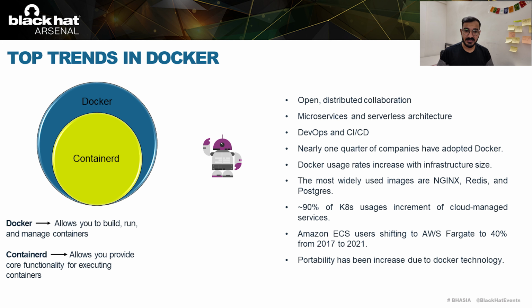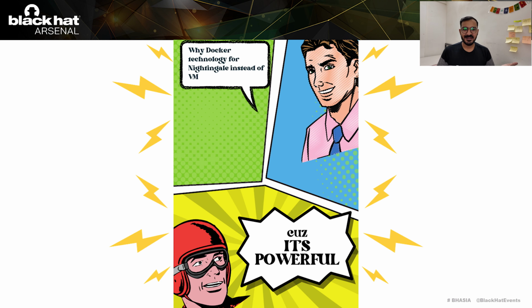One thing which I also believe is that it is very, very portable. You can run it on any host operating system, whatever you are running or whatever you have. So it is very helpful. It is very portable. Someone asked me why Docker technology for Nightingale and not a virtual machine, but this is my use case, right? So Flash says, the character in the comic, that it's powerful. And when I say it's powerful, I will tell you some of the points here.